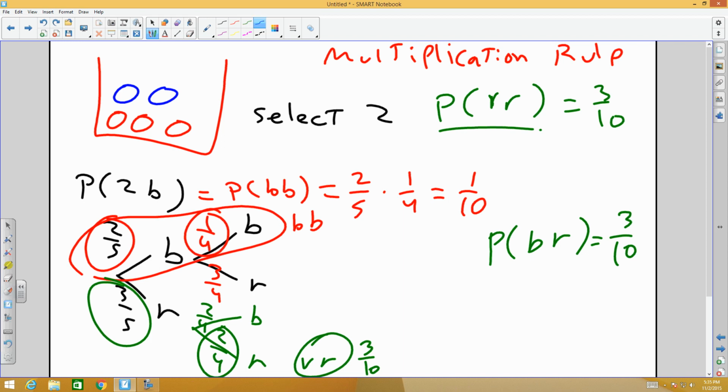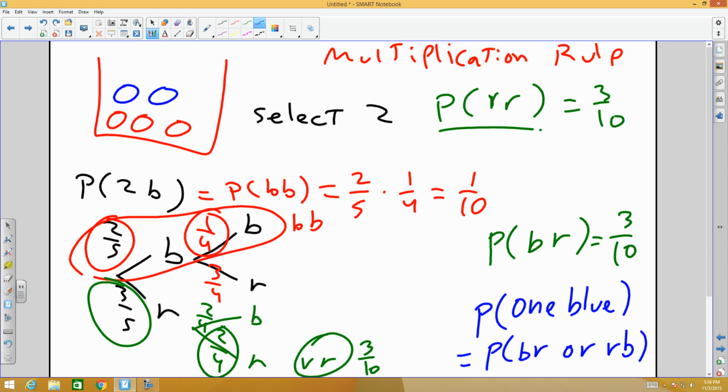Find the probability that you get exactly 1 blue ball. We're selecting 2, and I'm saying exactly one of them is blue. That means the other must be red. So if one is blue and the other is red, do I care about the order here? No. I just want 1 blue. Could be the first, could be the second. This in fact means this is the probability that you got blue, red, or red, blue. So it doesn't matter which one you get.